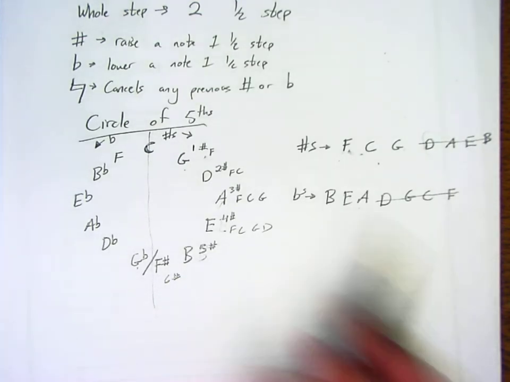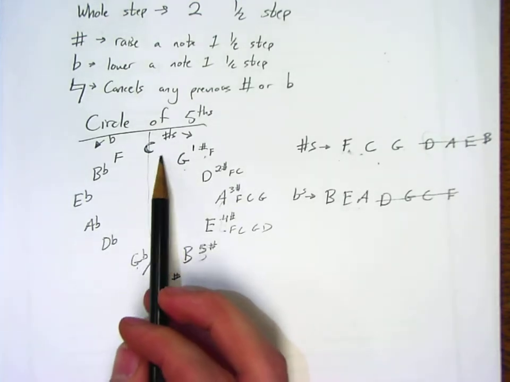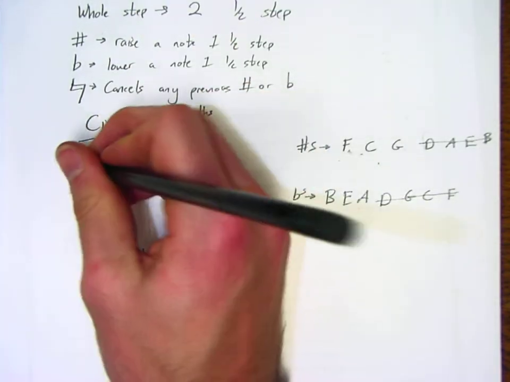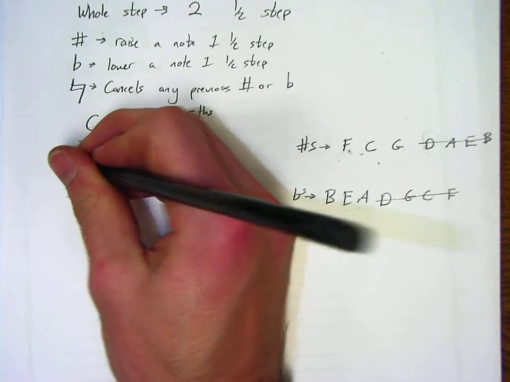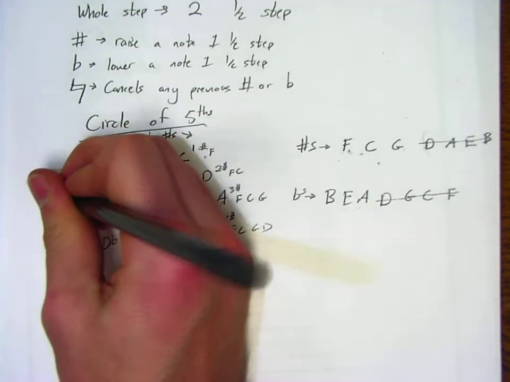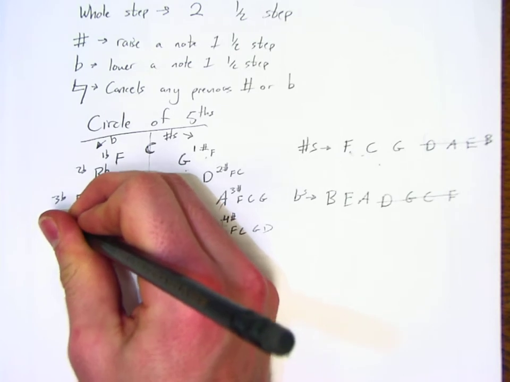Okay, so going back around, follow the same logic over here. F has 1 flat, which is B flat. B flat has 2 flats, B flat and E flat. E flat has 3 flats. A flat has 4 flats.